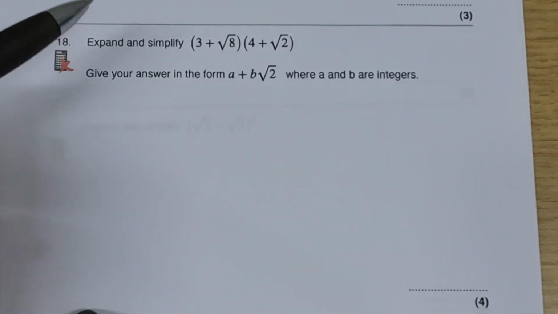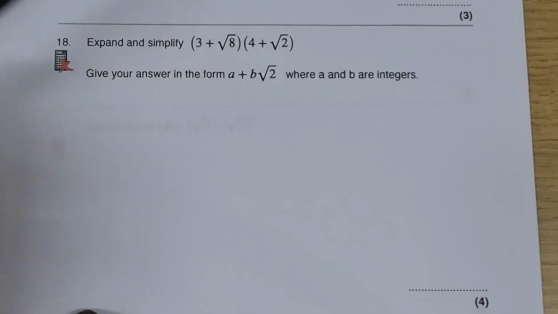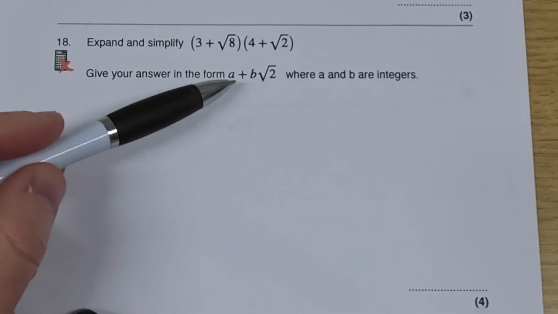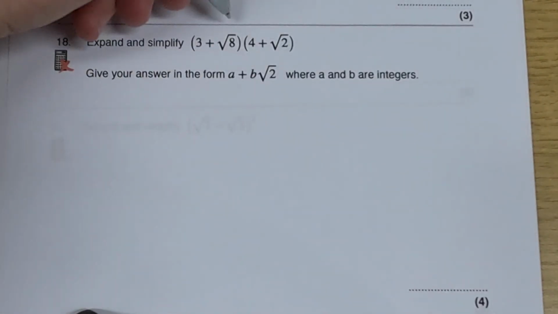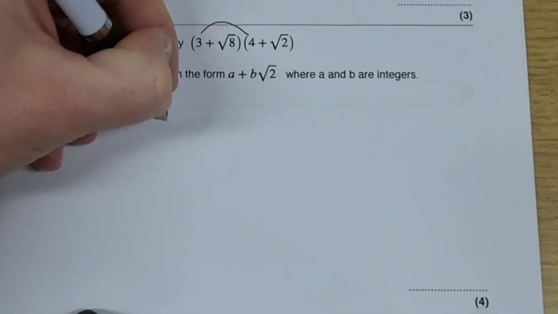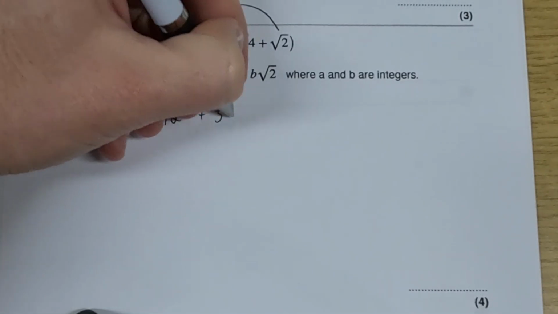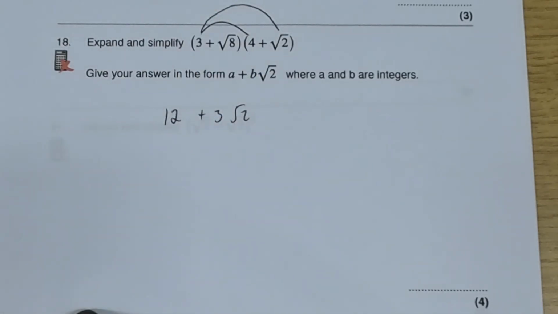So question number 18, we've been asked to expand and simplify 3 plus root 8 multiplied by 4 plus root 2. We've been asked to give our answer in the form a plus b root 2, where a and b are integers. Okay, so let's work this out. We've got two brackets, let's expand them. 3 times 4 is equal to 12. 3 times root 2 would be equal to plus 3 root 2, 3 lots of root 2.